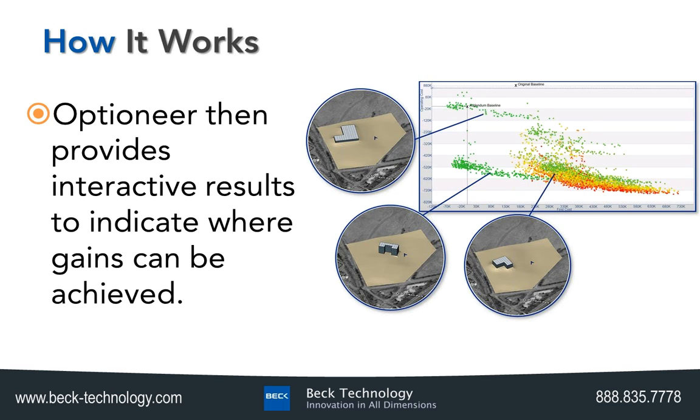And this is really good because it lets you see where you can achieve gains, and it also lets you see where maybe you're not going to get as good of a trade-off between certain variables, and the payback's not going to be as high as you might have expected. And so for us at Beck Technology, when we perform this service, we really focus on the different trends that we see when we run a project through this optioneering service. And that helps guide the design team in making better decisions.